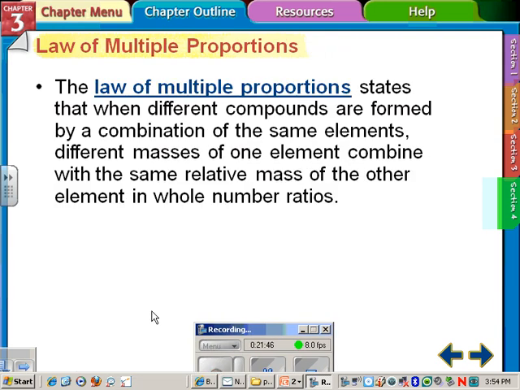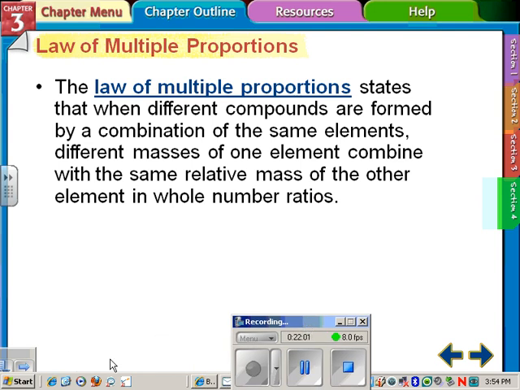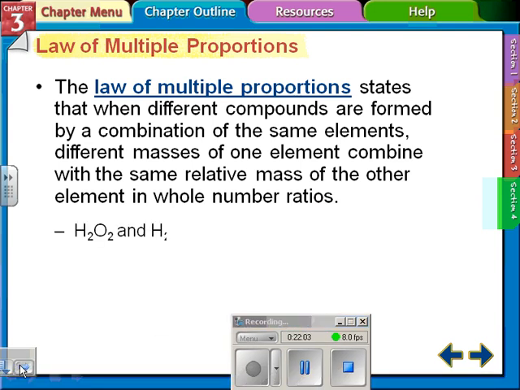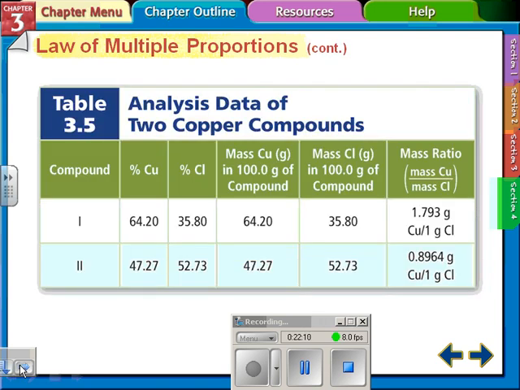Okay, now we're back to the law of multiple proportions. This states that when different compounds are formed by a different combination of the same elements, different masses of one element combine with the same relative mass of the other element in whole number ratios. So we'll discuss this further once we get to stoichiometry. And this ends our recording or our notes for chapter 3.